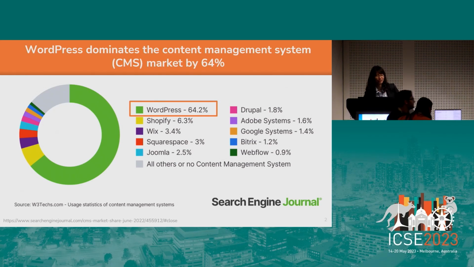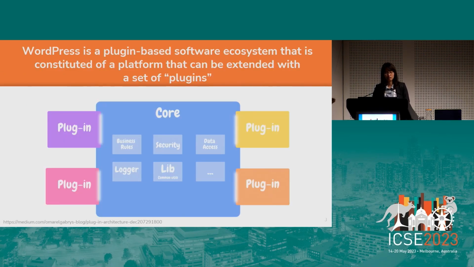And so WordPress dominates the content management system market by 64%, and WordPress is a plugin-based software ecosystem, which means there is a platform that could be extended by a set of software projects, which we call plugins. And these plugins rely on the platform to provide resources such as data and libraries, and these plugins cannot be used without the platform. So which means there is a high coupling relation between the plugin and the platform.